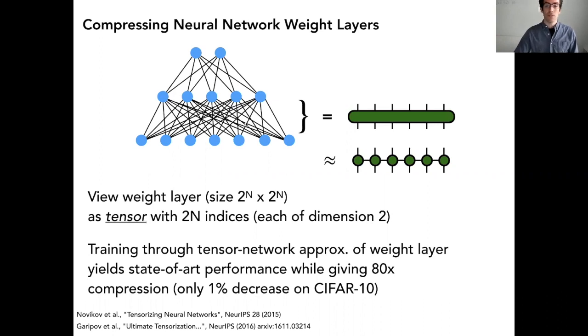Then we can also view that same collection of numbers as a tensor with 2n indices, each of dimension 2. That's the same amount of numbers. So we can always just reshape this 2 to the n by 2 to the n huge matrix into this tensor with 2n indices. That's just something you can do. It's just a way of looking at it. But then there's a tensor network factorization you can either discover or impose on that weight layer. Let's say we just impose it.